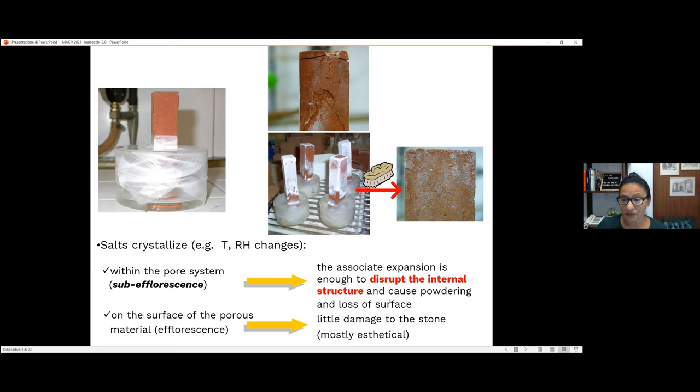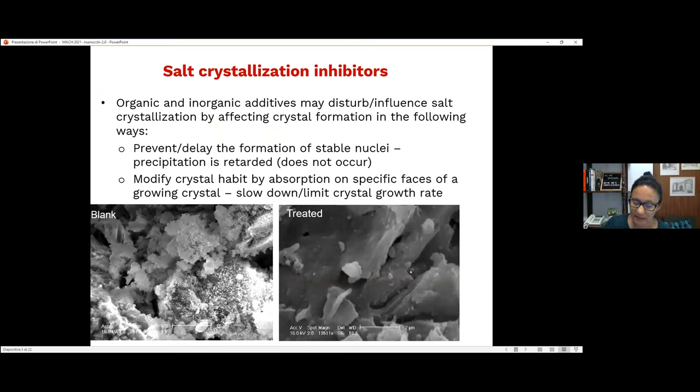The disruptive phenomenon is the one associated with subflorescence because this implies the formation of large crystals inside the pores, and the pressure of these crystals exerted on the walls of the pores can overcome the tensile strength of the porous matrix and can lead to widespread cracking and loss of surface, as you can see in the picture here. And the occurrence of efflorescence or subflorescence, which occurs more than the other, depends on several factors, including, of course, salt type, concentration of salt, microclimate, evaporation rate, substrate porosity characteristics, and so on.